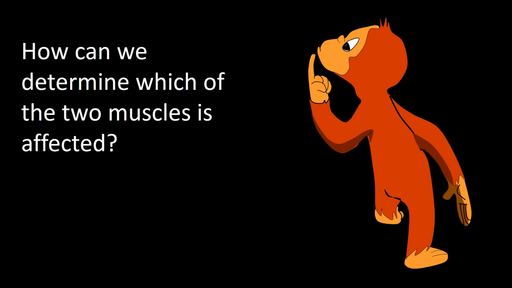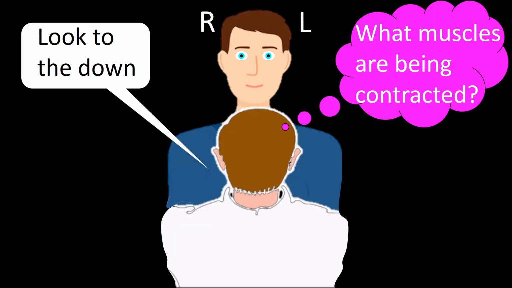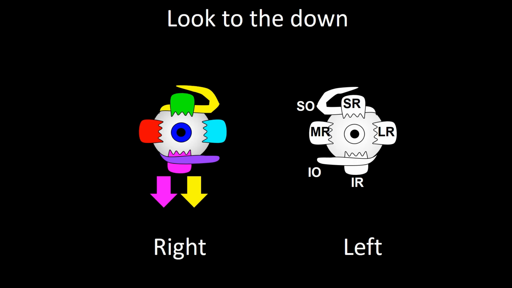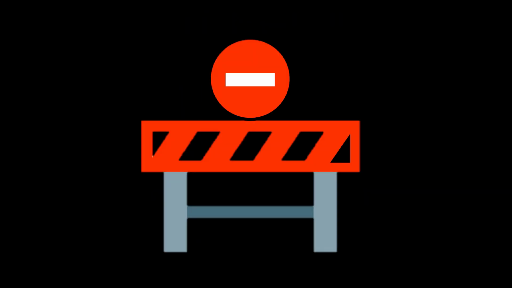So the question is, how can we tell which of the 2 muscles is affected? But before answering this question, let's look to see what happens when we ask the patient to look down. When the patient looks straight down, the right inferior rectus and the right superior oblique contract, and the same muscles contract in the left eye.